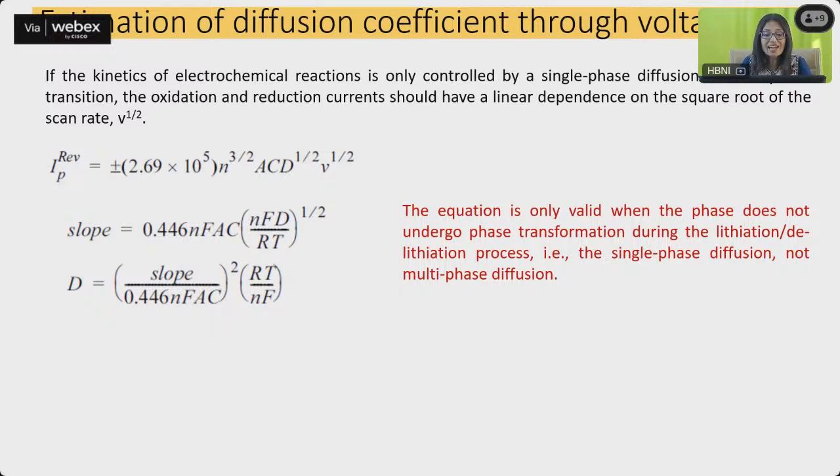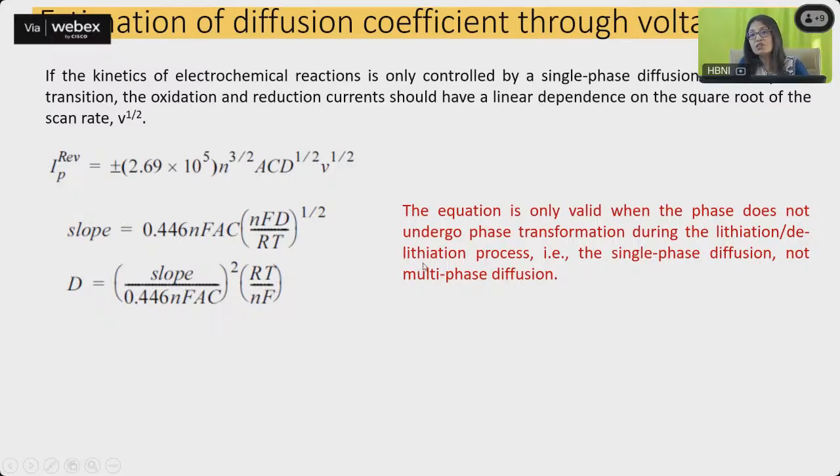Now, how do you get the kinetics of this electrochemical reaction? How will you get the diffusive value? So for that, you have this particular equation. Please understand this. This is that slope value, whatever you got from the previous equation, divided by this value and multiplied by RT by nF.